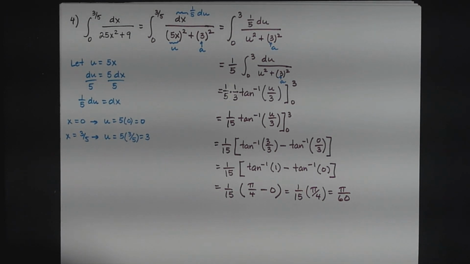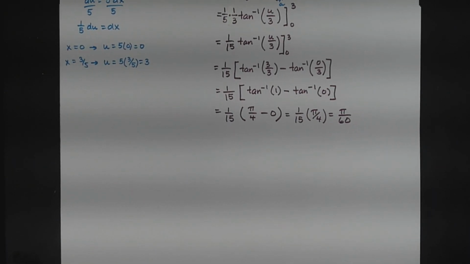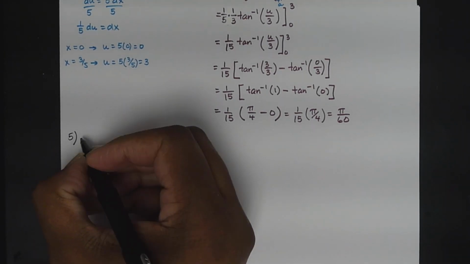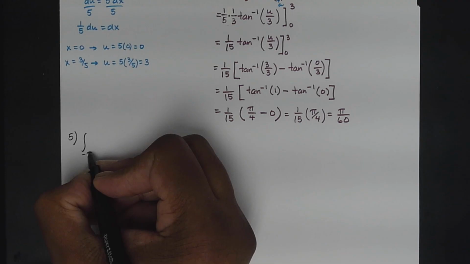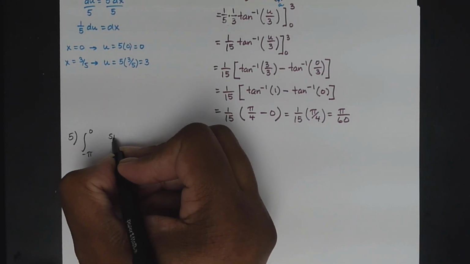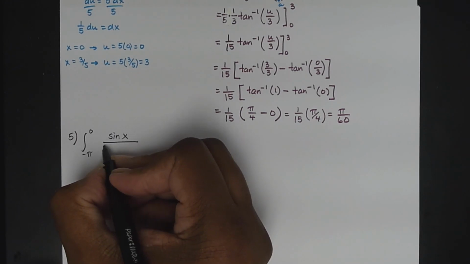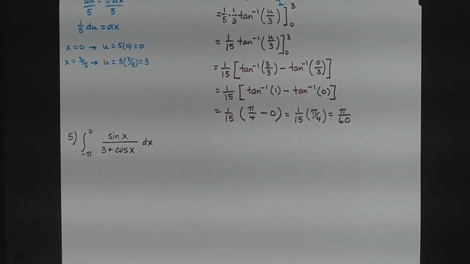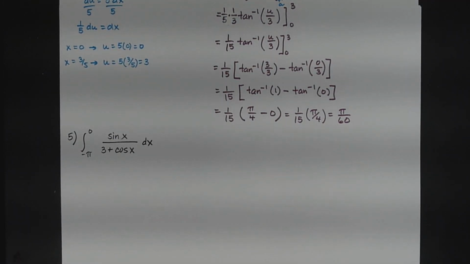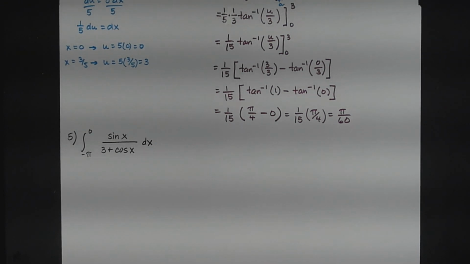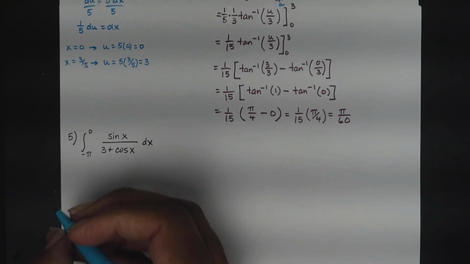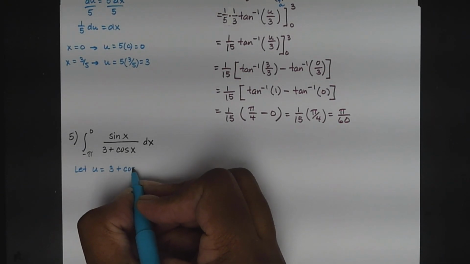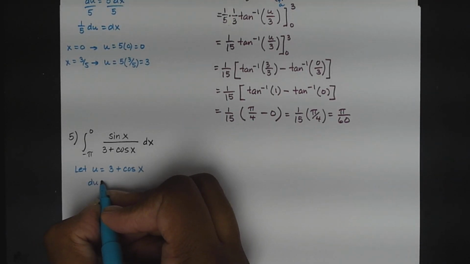And here's one more of these. This is also one of those trig functions as well, where we're dealing with trig. The integral from negative pi to 0 of sine of x divided by 3 plus the cosine of x dx. Okay, so best I can do here is let u be the denominator, 3 plus cosine of x. And then that means du will have to be this.